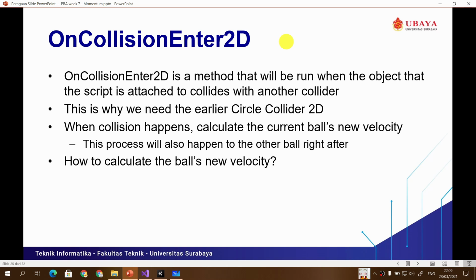Okay, when the collision happens, at the very first frame when both colliders collide, then OnCollisionEnter2D will be raised, and then we can do something within this method. When the collision happens, we will calculate the current ball's new velocity, and this process will also happen to the other ball as well. Our job now is to calculate the ball's new velocity. How do we actually calculate it?